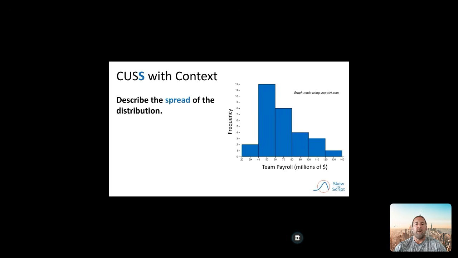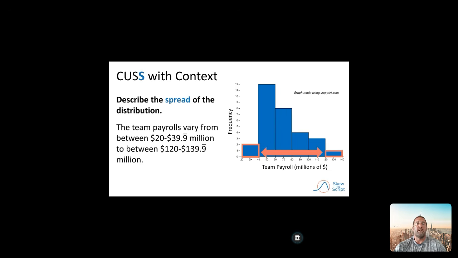Finally, we may be asked to describe the spread of a distribution. We see that these values vary from a low end of 20 to almost $40 million, up to a high end of 120 to almost $140 million. We'd say in our response that team payrolls vary between those values.